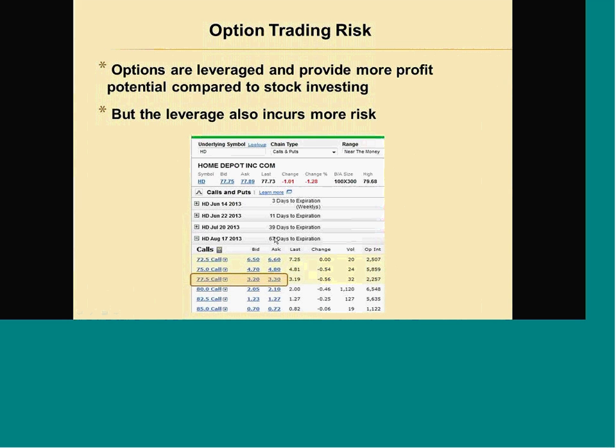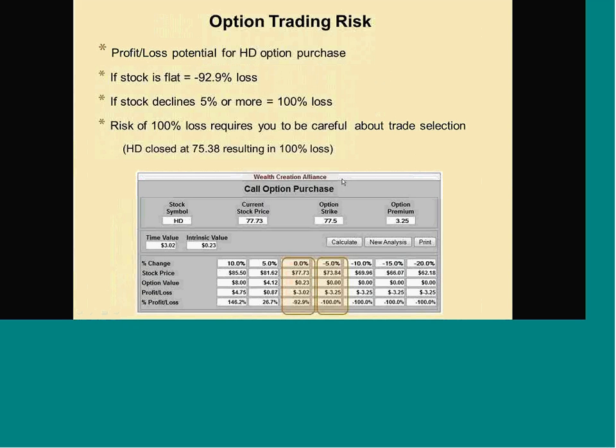So what I did is I used the call option purchase calculator, and I input the price of Home Depot stock, 77.73. The strike price was 77.5, and the premium was 325. And the call option purchase calculator will calculate the profit potential for this option purchase, and it assumes various price changes in Home Depot stock at option expiration. In this example, from a 10% increase in the stock to a 20% decline in the stock. And so it will calculate the profit potential.